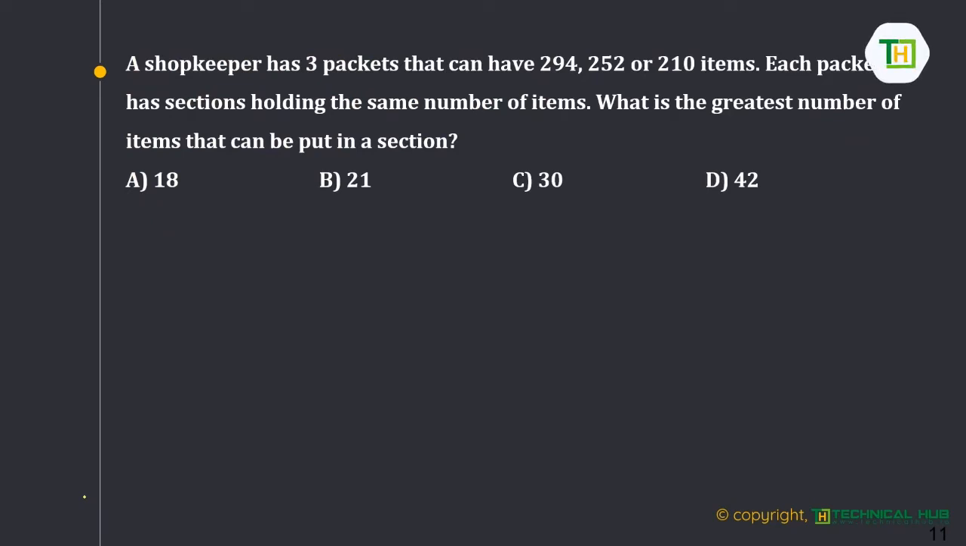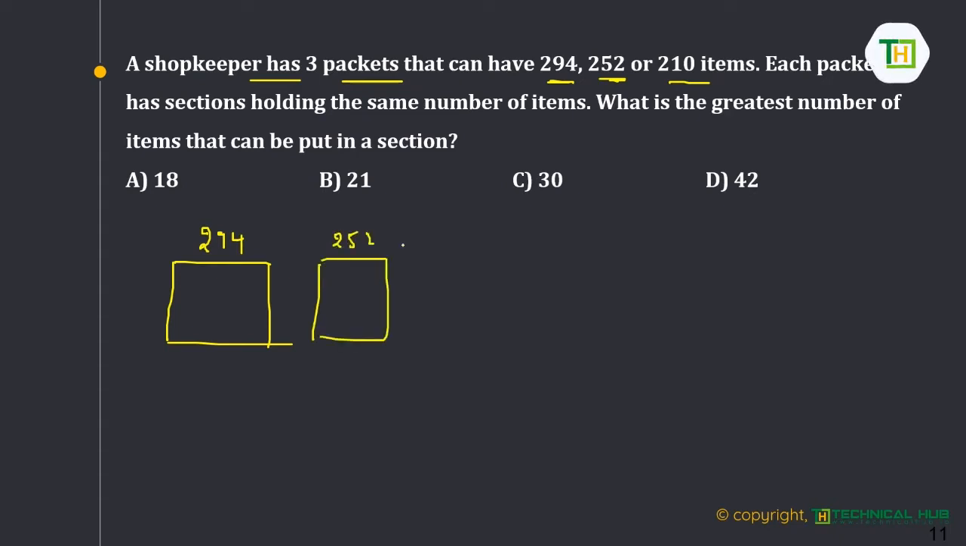Here, what is given? A shopkeeper has 3 packets. One packet has 294 items, the second one has 252 items, and the third one has 210 items. So he has 3 packets. Each packet has sections. In each packet there are sections like that.